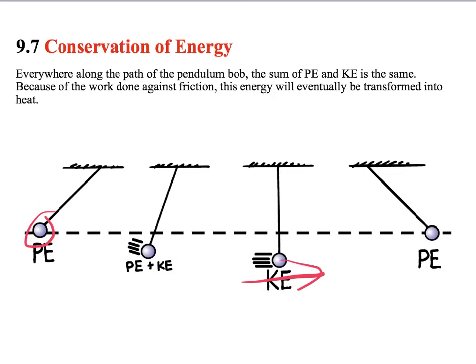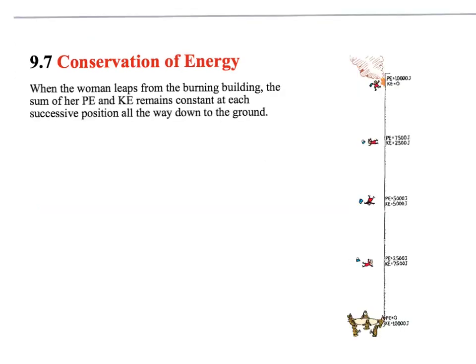In the real world, there's friction, so as this is happening, back and forth and back and forth, the energy is constantly being converted into heat, and eventually this thing will come to a stop. Now here's a woman leaping from a burning building, and she's jumping.